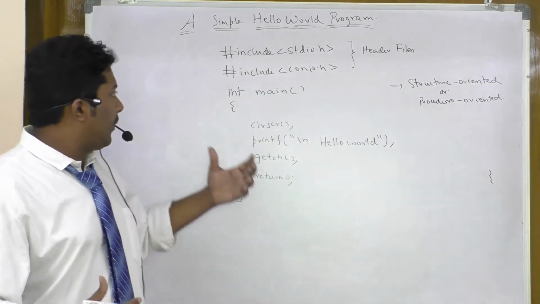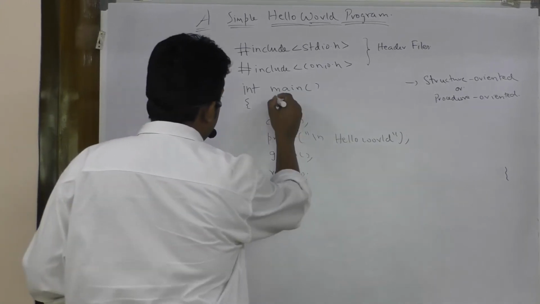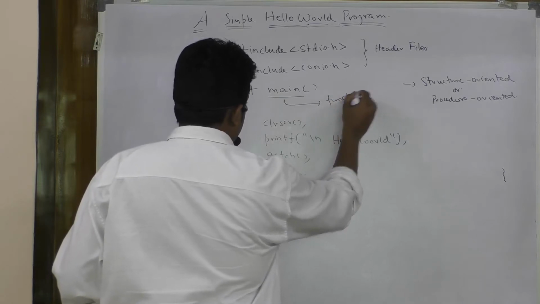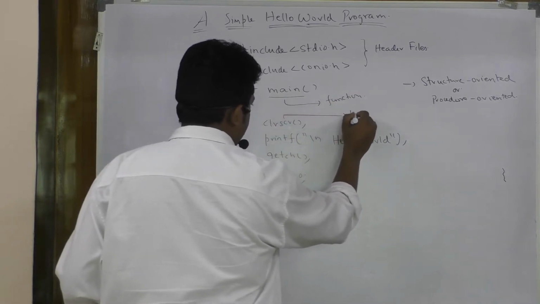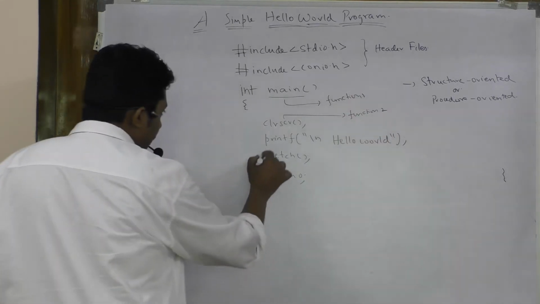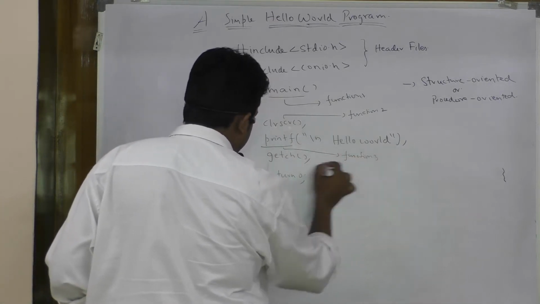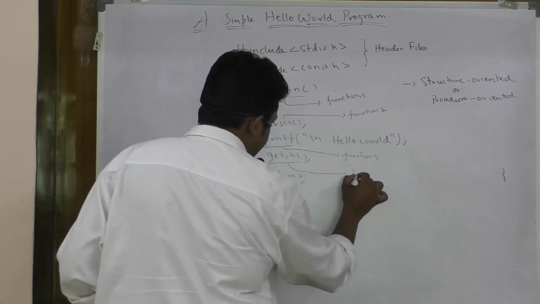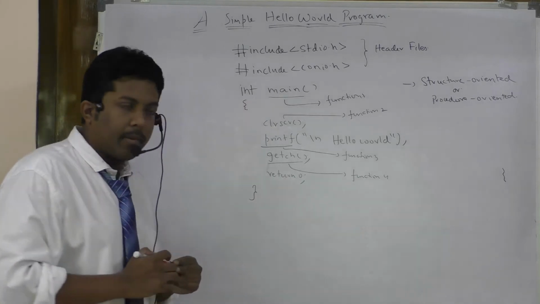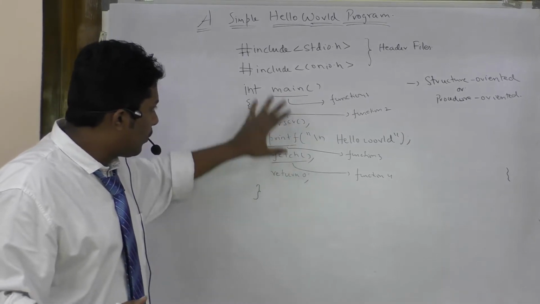If you take this small C program, main is known as a function, and clrscr is another function. If you call main function 1, clrscr is function 2. printf is another function, which can be considered function 3. getch is another function. So even in this simple hello world program, including the main function, we have 1, 2, 3 and 4 functions.